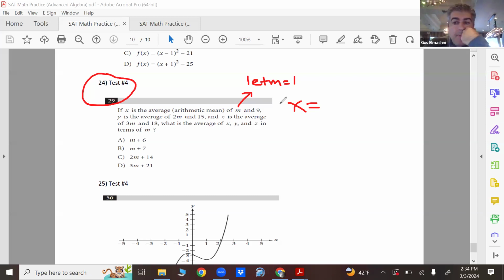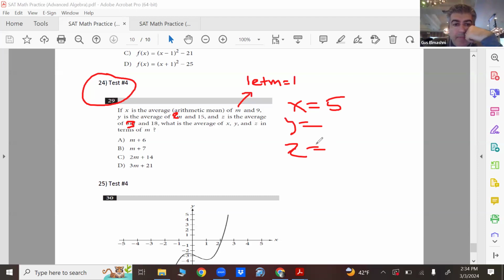What's the average of 1 and 9? Remember, average is add up, divide by 2. Is it 5? Yeah, exactly. Of course, if you have more numbers, you divide by the number of numbers. So now that we're committed to M being 1, that's going to be 2 and 15 and 3 and 18.